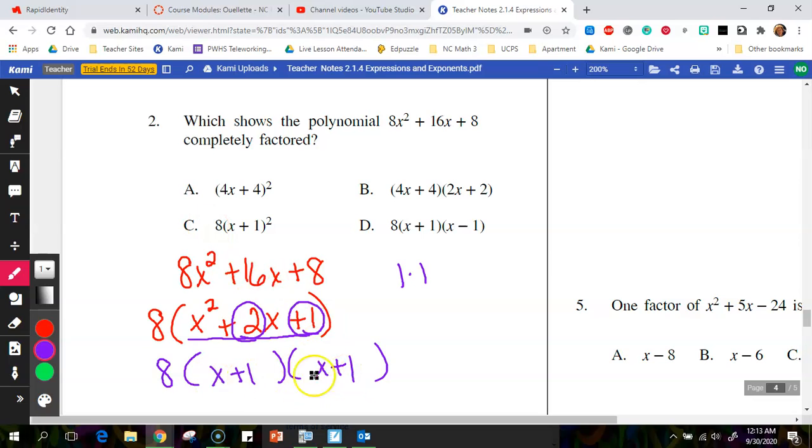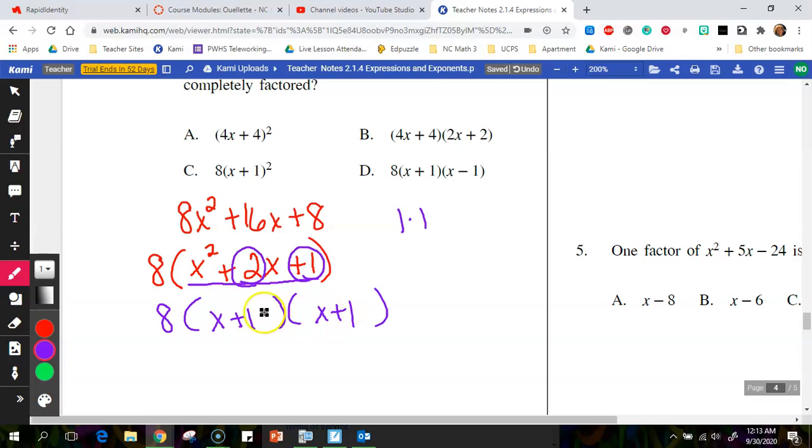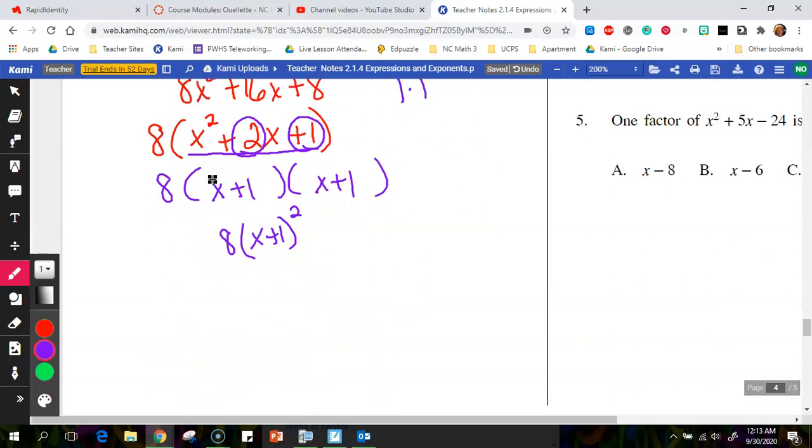And if you think about our exponents that we just got through talking about, x plus 1 times x plus 1 can also be written like that. So which one matches that? Looks like C. Answer choice C. Okay, so that was number 2.